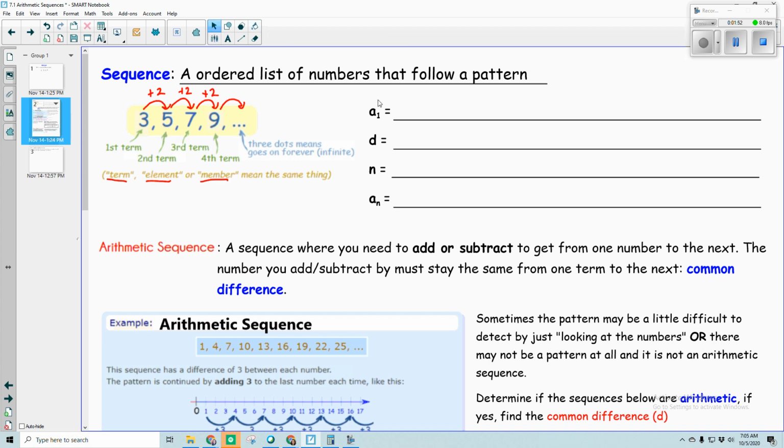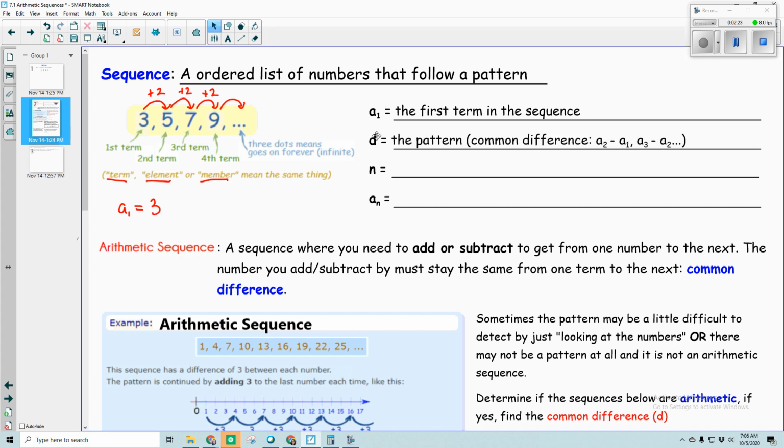Now we're going to learn about some of the symbols and terminology we'll be using in this unit. For example, a sub 1. The little 1 in the lower right-hand corner, we call sub 1. This notates the first term in the sequence. In this sequence, a sub 1 equals 3.